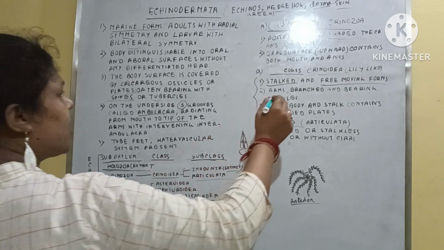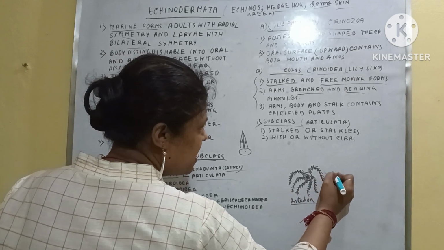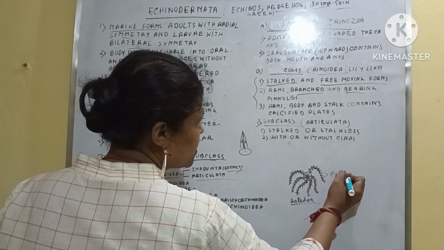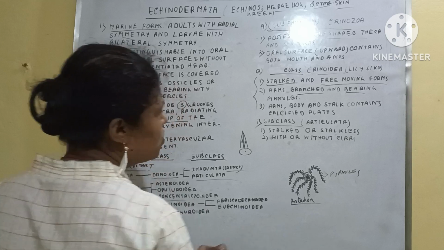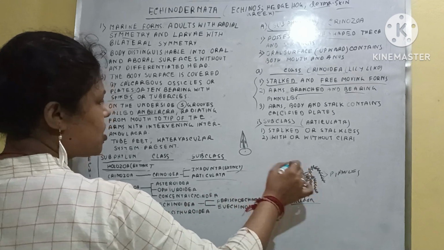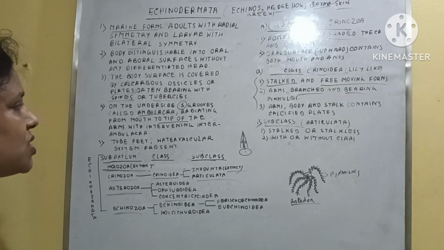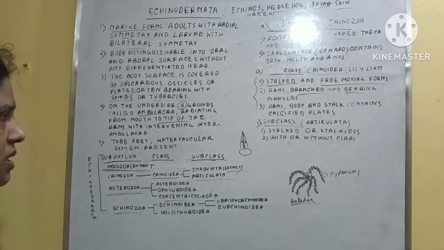Second, the arms are branched and bearing pinnules. What are called the pinnules? These are the pinnules. Okay, pinnules. Arms branched and bearing pinnules. Third, the arms, body and stalk contain calcified plates, and all parts of the body contain calcified plates. Under this class Crinoidea, there is one subclass, that is Articulata.